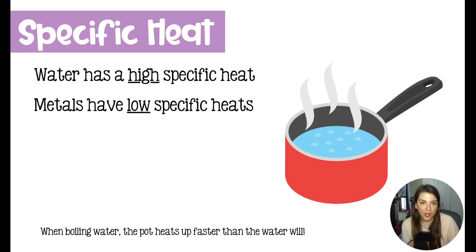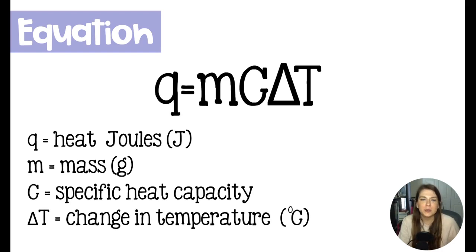We often say that water has a high specific heat and metals have low specific heats, meaning they heat up quickly, but they also cool down quickly. To figure out exactly how much heat energy it's taking to change the temperature of a substance, we will use the equation Q equals mc delta T. Q stands for the heat energy measured in joules. M is the mass measured in grams. C is that specific heat capacity, and the units for that are joules per gram Celsius or joules per gram Kelvin.